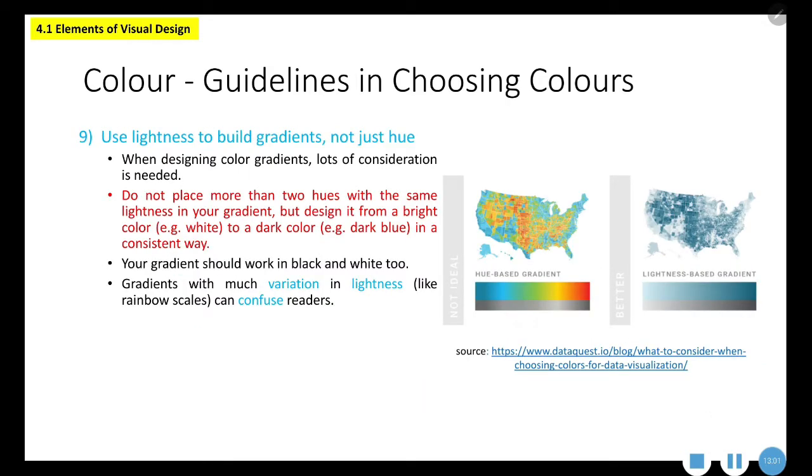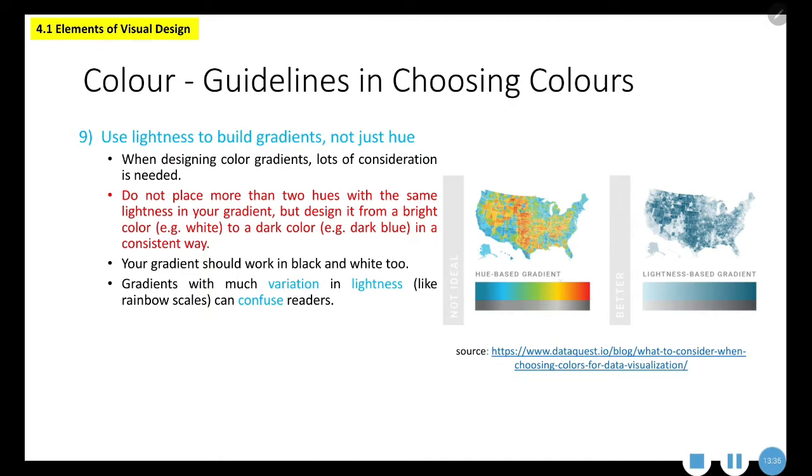The next one is to use lightness to build gradients, not just hue. When we use a gradient, we use a combination of colors. Do not place more than 2 hues with the same lightness in your gradient, but design it from a bright color, for example white, to a dark color, for example dark blue, in a consistent way. Your gradient should work in black and white too. A gradient with much variation in lightness, like rainbow scales, can confuse readers.